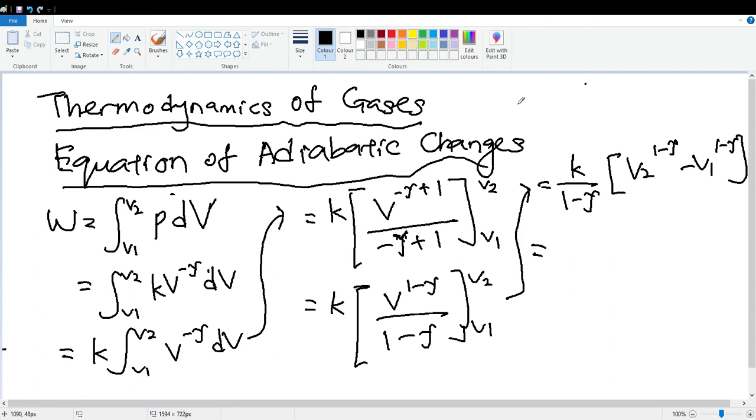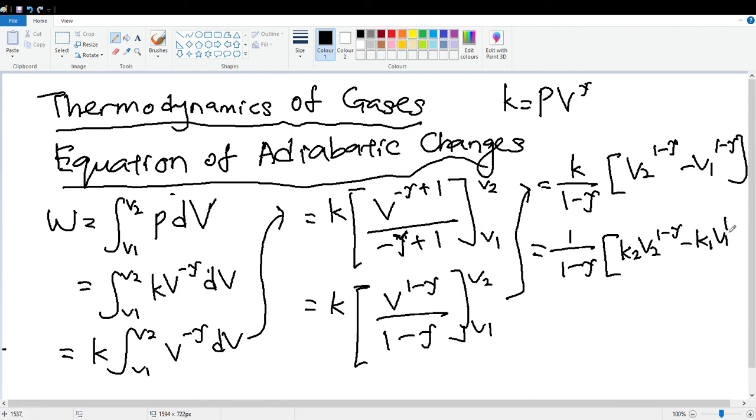Since my K is actually equal to PV to the power of gamma, I can substitute this in. Before that, I just substitute this K into here. Since this K belongs to V2, I denote it as K2 times V2 to the power of 1 minus gamma. This K belongs to V1, so I denote it as K1 times V1 to the power of 1 minus gamma.